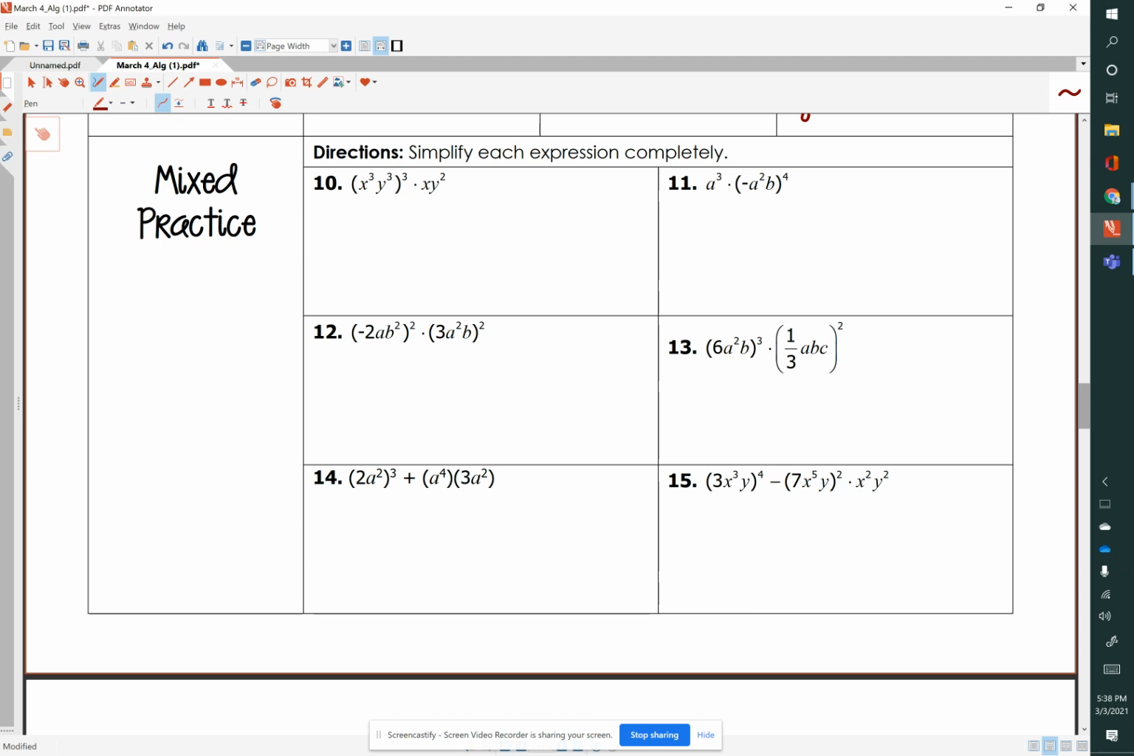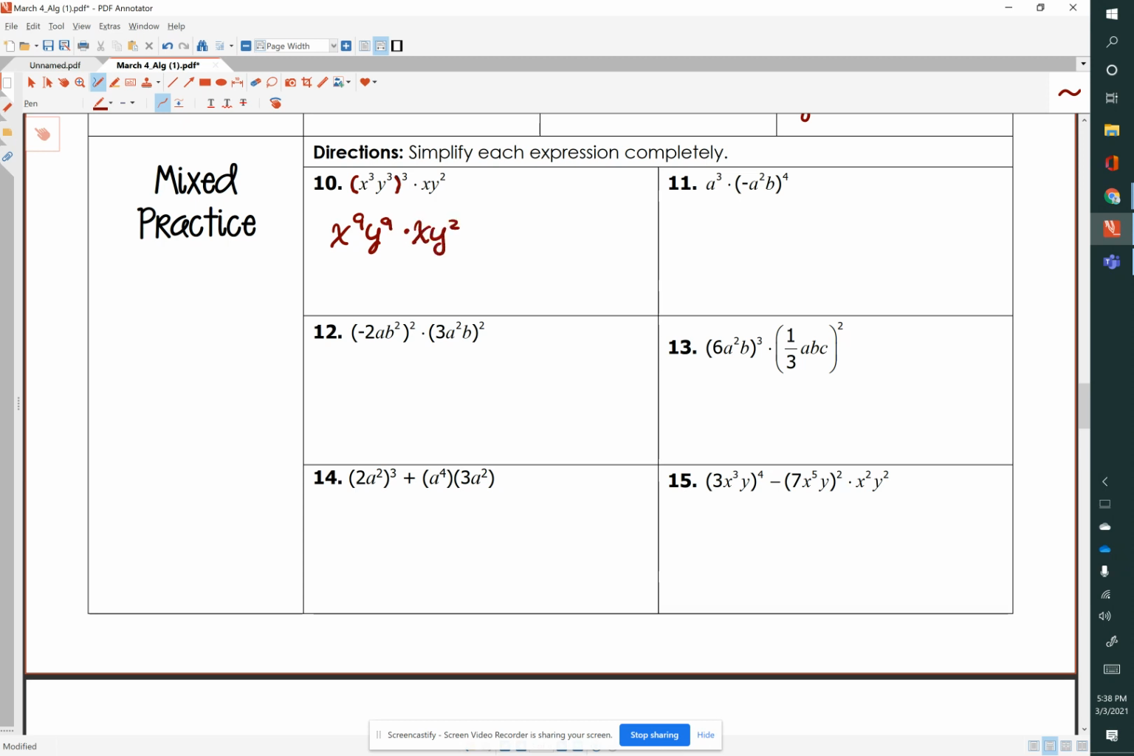So in number 10, we have x to the 3rd, y to the 3rd raised to the 3rd power times xy squared. And notice in the second expression that only the y is squared, not the x. So that would be x, 3 times 3 is 9, y, 3 times 3 is 9, times xy squared.